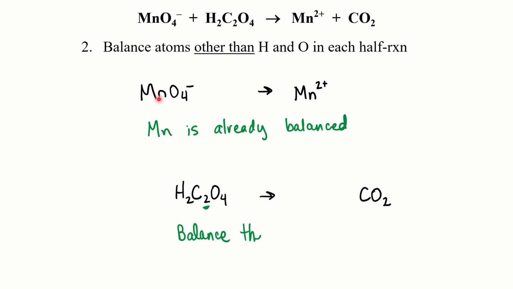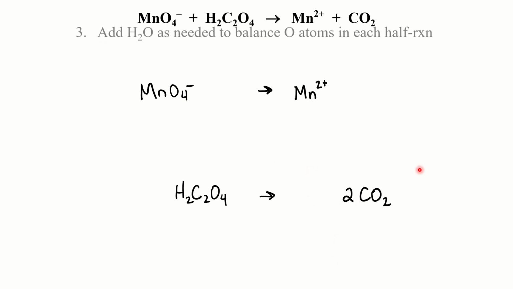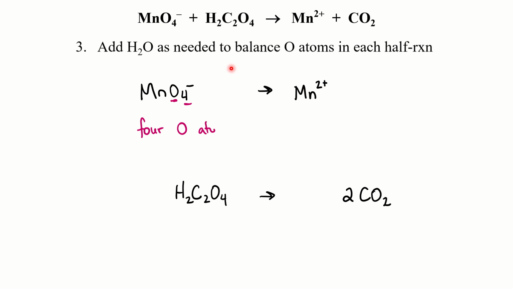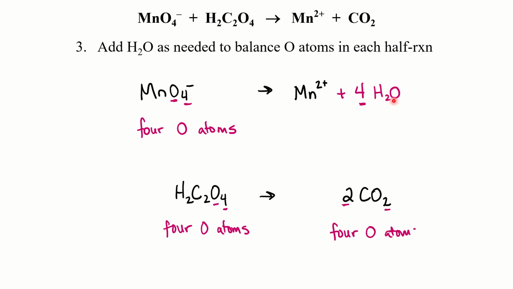In this first half reaction, Mn is already balanced. In this second half reaction, the carbon's unbalanced. I've got 2 carbons here, 1 carbon here, so I'm going to add a coefficient of 2 to balance the carbons. Step 3, add water as needed to balance the oxygen atoms. So that involves me putting 4 H2O on the right side to balance the oxygens.